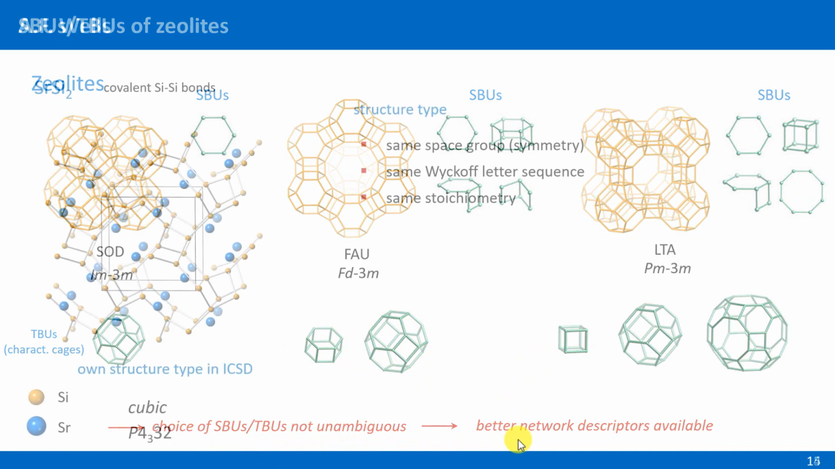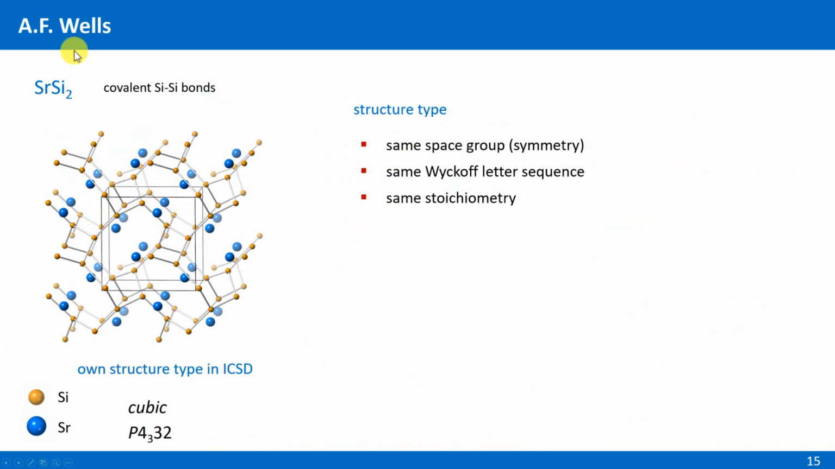The second example is concerned with some historical stuff from A.F. Wells, one of the main founders of the network approach in chemistry. Here we see the structure of strontium disilicide. From a structural point of view, this compound is rather unique. It builds its own structure type, and no other compound in the Inorganic Crystal Structure Database belongs to this type.